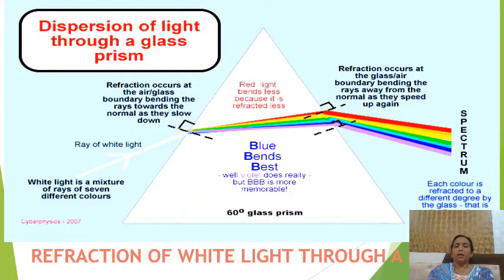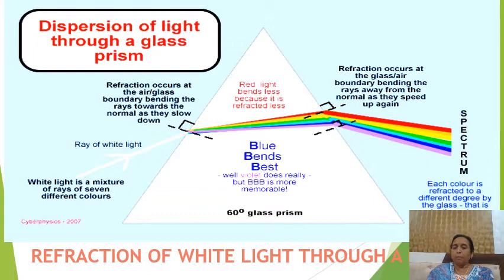Let us see how dispersion in a prism occurs. Here in this diagram you can see white light entering a prism, and when it enters on this surface, it slightly bends towards the normal because the light is entering from a rarer medium to a denser medium.